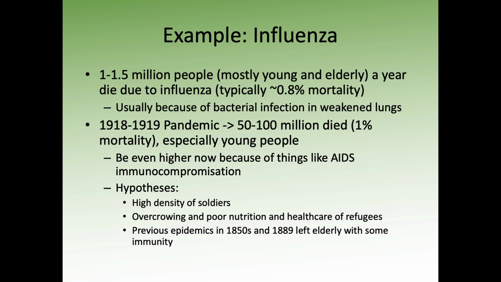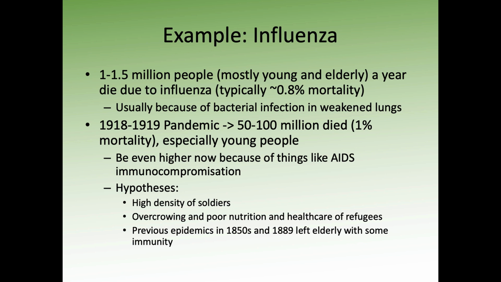There's a lot of hypotheses about what led to the pandemic occurring. A lot of them are associated with the fact that this was at the end of World War II and soldiers were coming back from Europe, and many of them are bringing it home with them. Also, that there was just general overcrowding, poor nutrition, and healthcare for refugees.